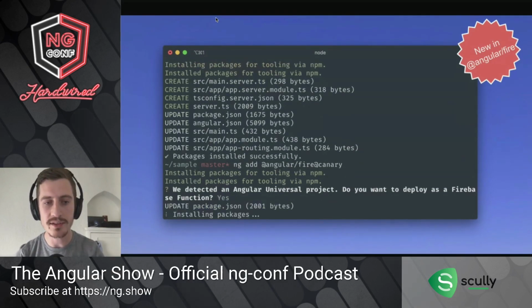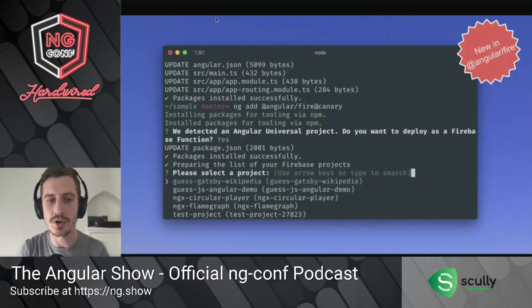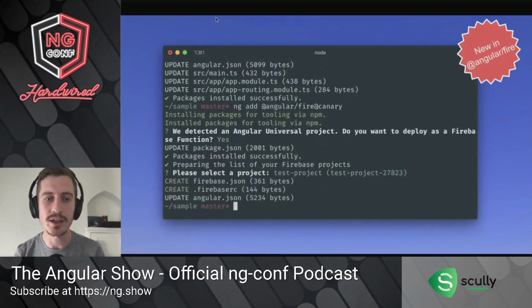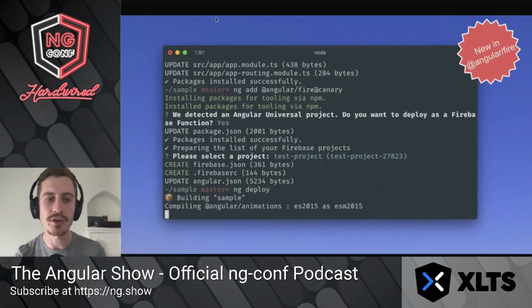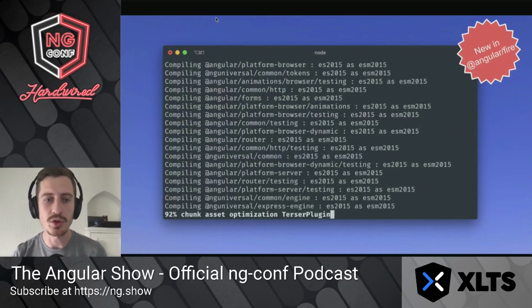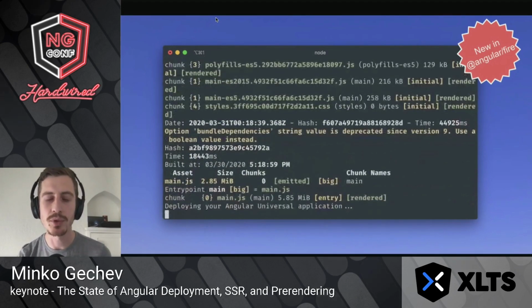And once I do that, Firebase is going to install a couple of other dependencies, which will help us in our deployment. It's going to prompt us to select one of our Firebase projects. And now we can just run ng deploy. Once we run ng deploy, this is going to build our application, both the client and the server. And right after that, start the deployment process.